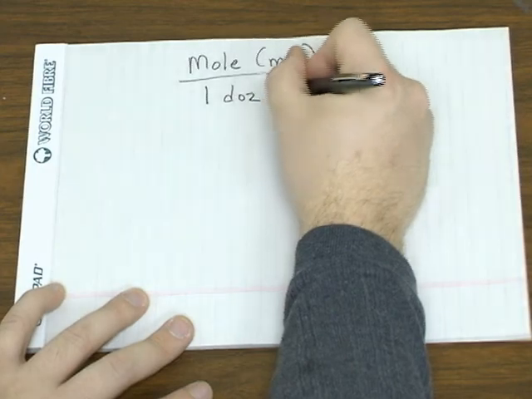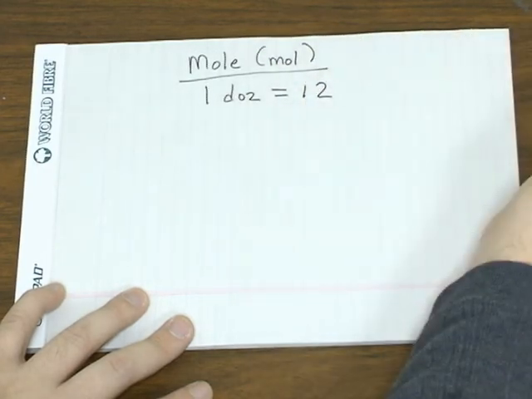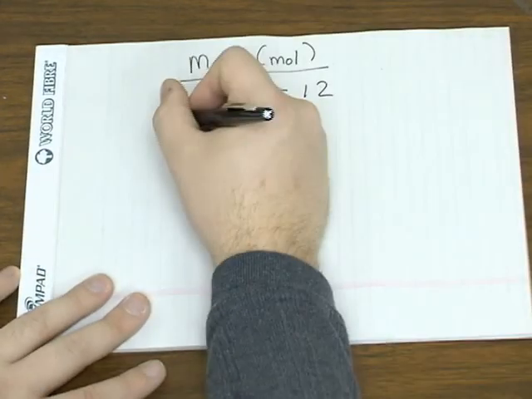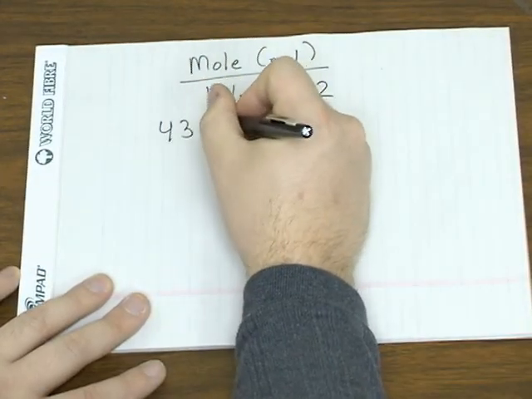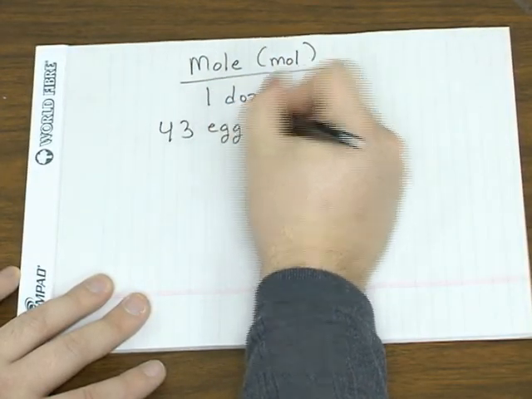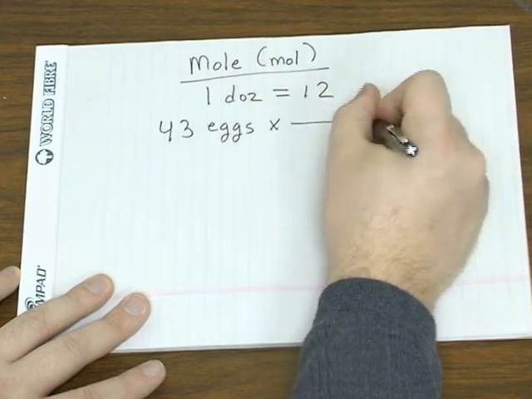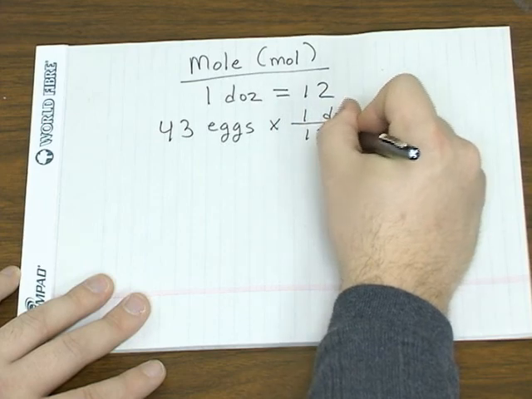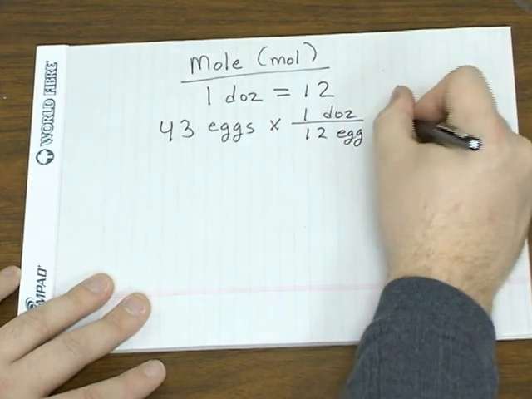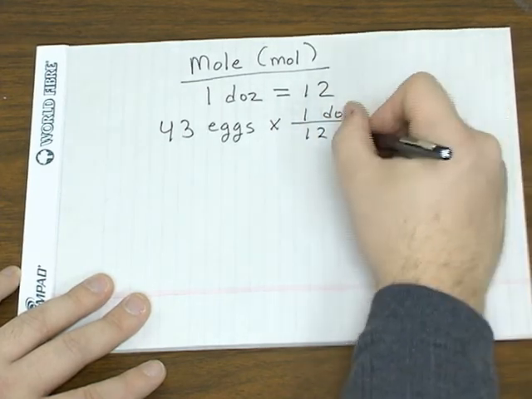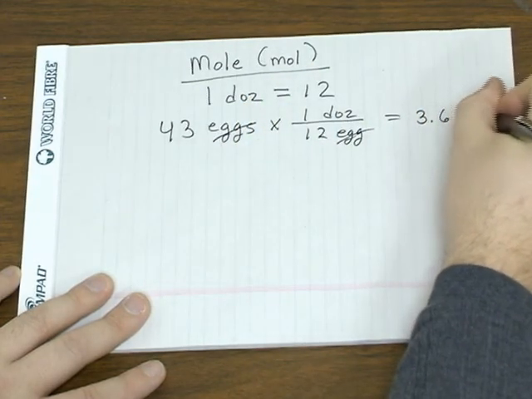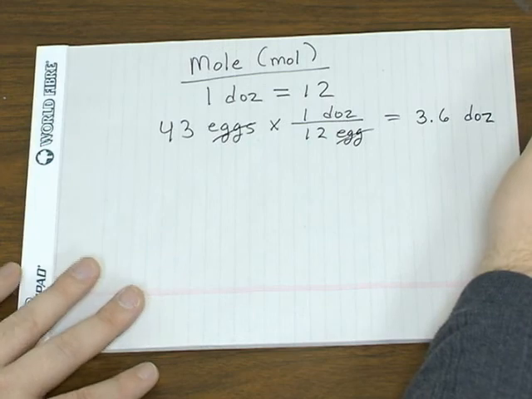When you have a dozen of anything, you've got 12 of those things. So a dozen equals 12. So if you've got 43 eggs, and 1 dozen is equal to 12, then you've got 3.6 dozen eggs.